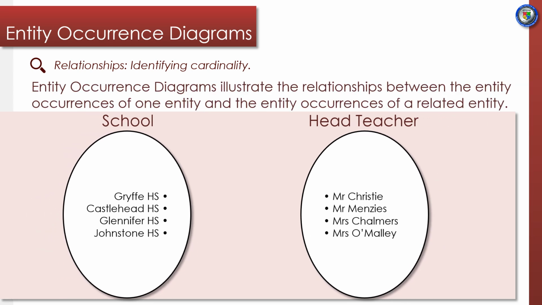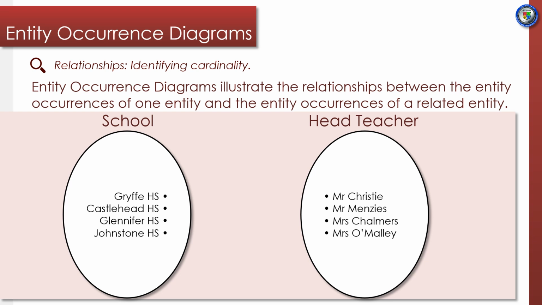We can now see two entities, school and head teacher, which are represented by ovals. Inside those ovals we can see four instances or occurrences of the school entity, Greif High School, Castle Head, Glenifer and Johnson High School. And in the head teacher entity we have four occurrences of our head teachers, Mr. Christie, Mr. Menzies, Mrs. Chalmers and Mrs. O'Malley.